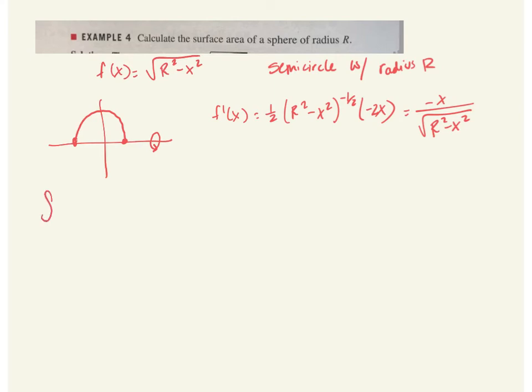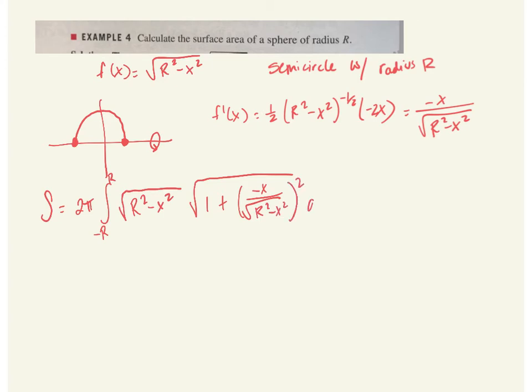Okay, so from here, I kind of have the information that I need. So I'm going to go into my formula. Surface area, big S, is equal to 2 pi, right? From negative r to r would be from the left side to the right side. We need our f of x for the radius of the circumference. And then we're going to multiply it by the square root, the arc length, of 1 plus the derivative squared dx.